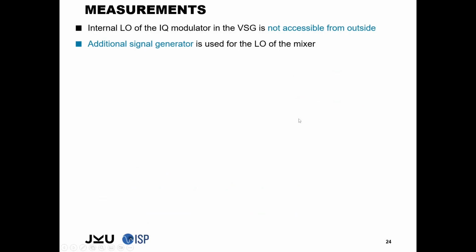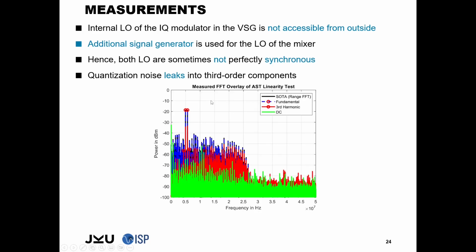And we have one further problem, because the internal LO of the IQ modulator in the vector signal generator is not accessible from the outside, and this is why an additional signal generator is used for the LO of the mixer. Hence, both LOs are sometimes not perfectly synchronous, and therefore quantization noise leaks into the third-order components plot. And this is why the quantization noise increases with higher frequency, and also the IM3 products are therefore wrong, and also the IP3 is therefore evaluated completely wrong.